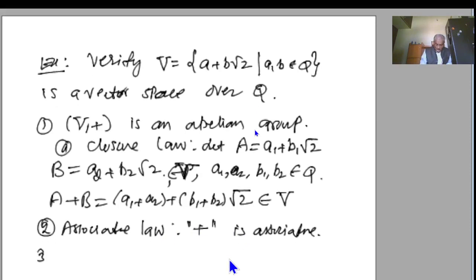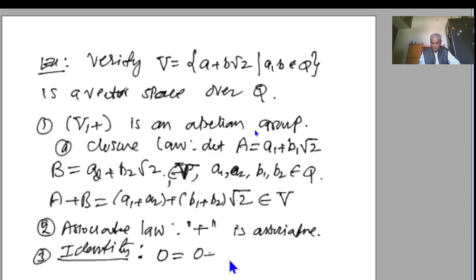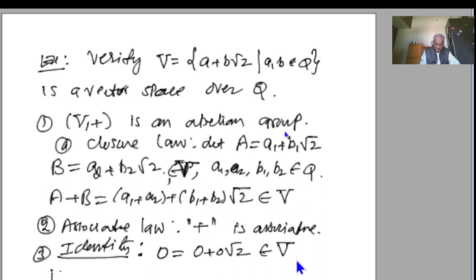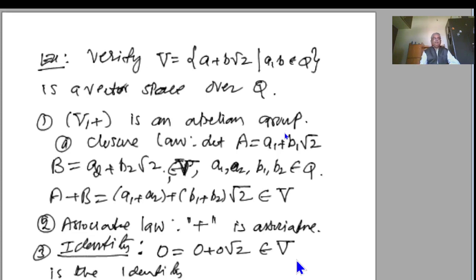And what about the identity? With respect to addition, we know that 0 is the identity. Just we have to verify whether 0 belongs to B or not. Yes, 0 belongs to B because we write 0 as 0 plus 0 into root 2. This belongs to B because 0 is a rational number, and this 0 is also a rational number. 0 can be written in this form. Therefore, this belongs to B and is the identity.